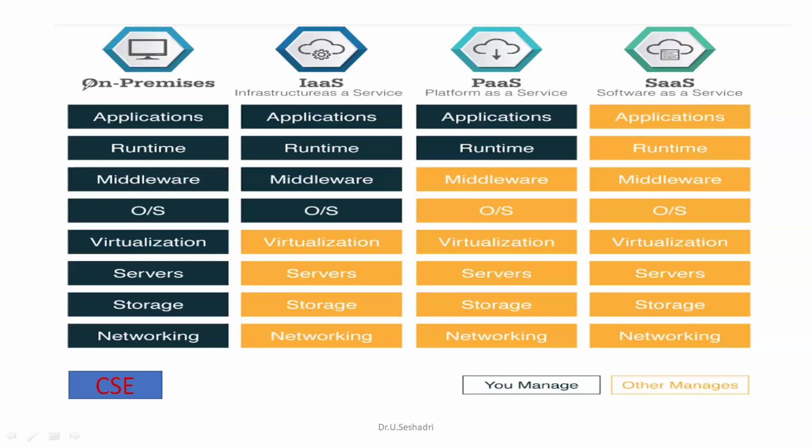Similarly, if we are using an on-premises environment, everything you will take care of. Networking, storage, servers, virtualization, operating system, middleware, the tools to develop your application, and the runtime, the platform you take, Java or Python or Go, to develop and test the application. In on-premises, you have to manage everything.